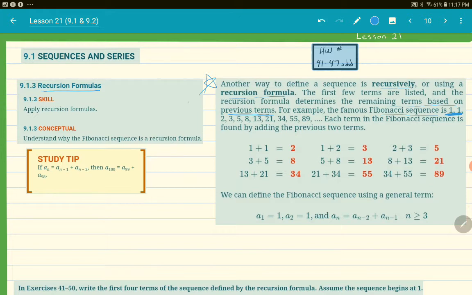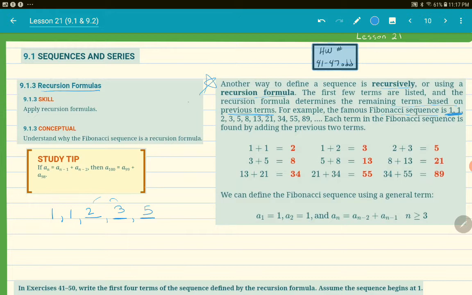Starting with the first two numbers, 1 and 1, for the next number I add the previous two numbers. So 1 plus 1 gives me 2. And then the next number, I add the previous two numbers, so I take the 2 plus 1 and I get 3. Then to get the next number, I add the two numbers before that, the 2 and the 3.